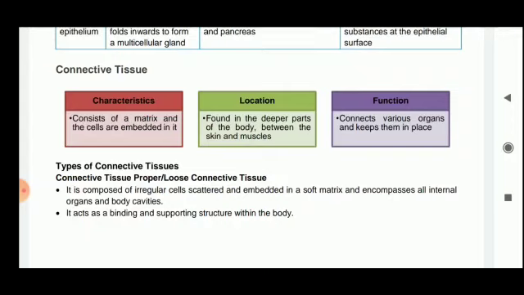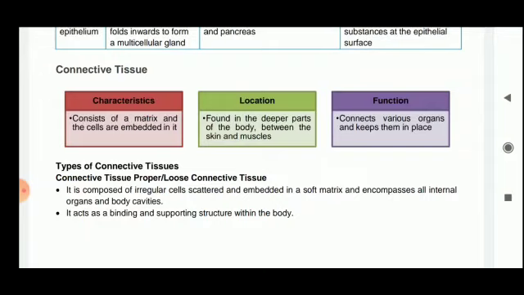Let's see its various types. First is the connective tissue proper, or we can write loose connective tissue. It is composed of irregular cells scattered and embedded in a soft matrix, and encompasses all internal organs and body cavities. Second, it acts as a binding and supporting structure within the body. That means it helps in the binding between the muscle and the skin, and because of this binding capability, it supports the structure of the body.